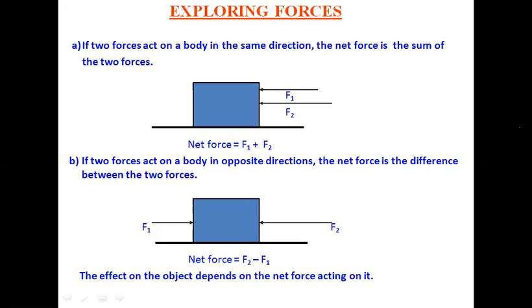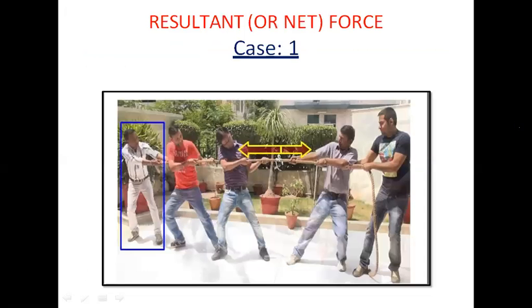And in the second characteristic, when two forces act in opposite direction, the net resultant force is the difference of these two forces. So you can see in the image below, F1 is acting towards the right direction and F2 is the force that is acting towards the left direction, and the magnitude of F2 force is more as compared to F1, so the net force will be equal to F2 minus F1, and the effect on the object depends on the net force acting on it. You can get a clear image of these characteristics with these cases.